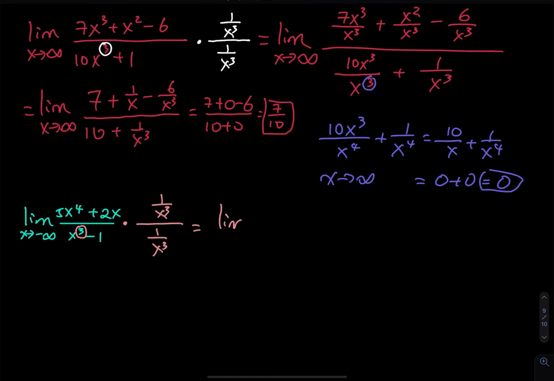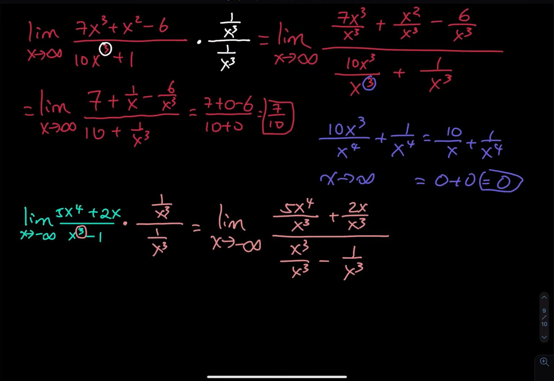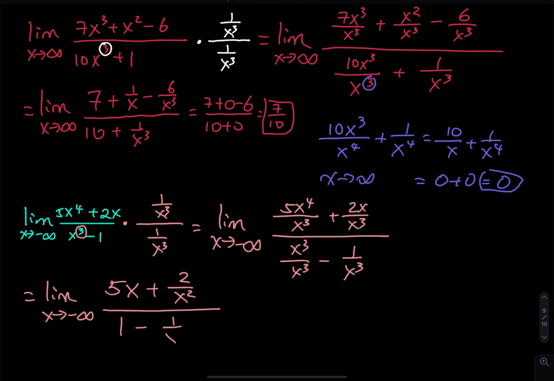The next line is limit as x approaches negative infinity of 5x to the fourth divided by x to the third, plus 2x divided by x to the third, divided by x to the third divided by itself, 1 divided by x to the third. And then we have limit as x approaches negative infinity of 5x plus 2 divided by x squared, and then 1 minus x to the third.